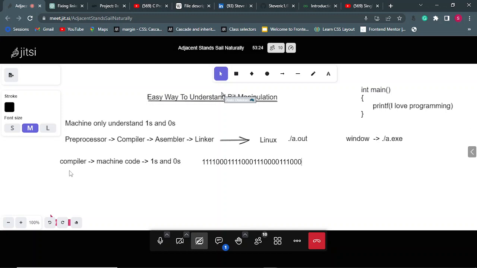So the compiler compiles them into machine code. So I compile this I love programming into this machine code. Look at it. Okay, so it has been compiled into machine code, and you can also call it assembly code. Okay, and I said that the assembler is used to compile an assembly code. Now this ones and zeros is the interpretation of this printf, of all this, int main printf I love programming. So this is the interpretation.